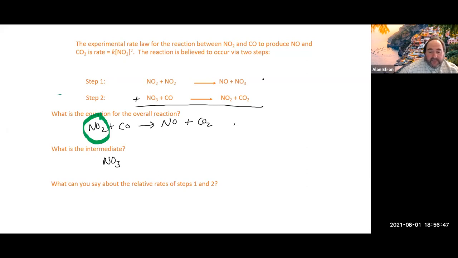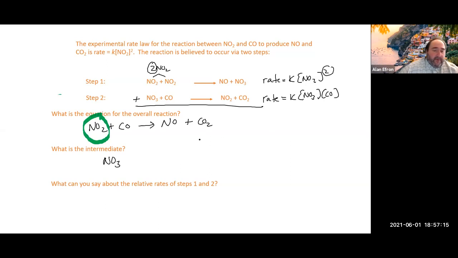We could say for step number 1, the rate would equal K times NO2, and we would square it because essentially this is 2NO2, so that 2 is where that 2 comes from. Again, the only place we could use the coefficient is in this type of problem, mechanism problem. And the rate here for the second step would be K times NO3 times CO.